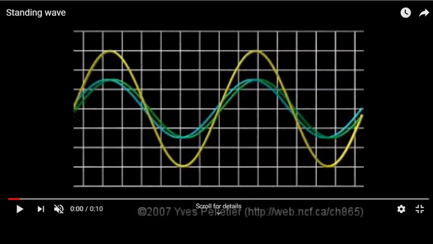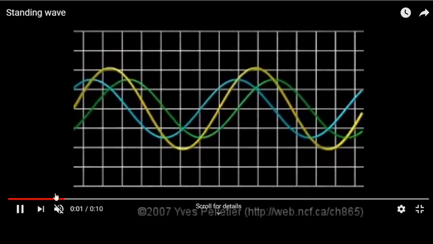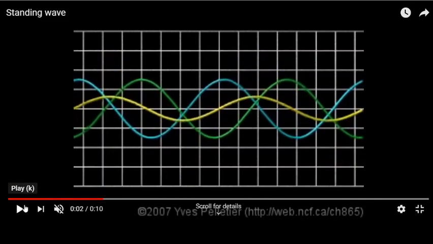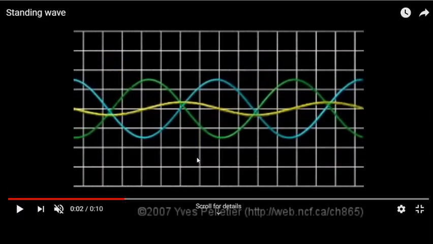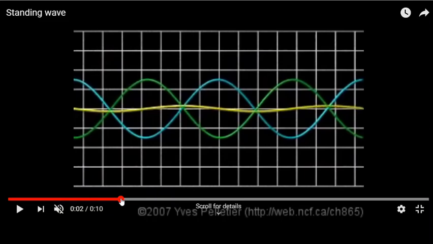But now as this moves, I almost hit it. There we go. I've almost hit this spot now where they're passing through each other, and now the blue wave and the green wave are almost completely canceling each other out. So there's this moment where it looks like the yellow line is completely undisturbed.